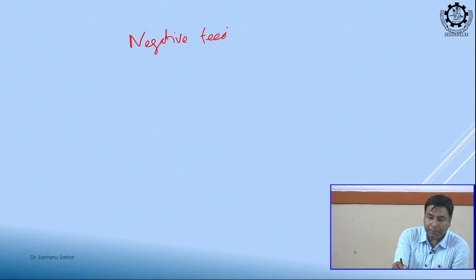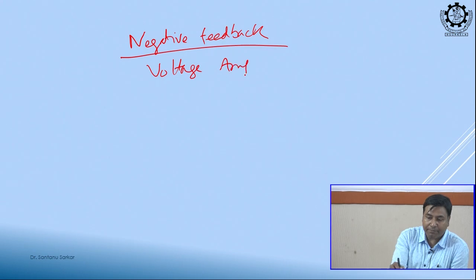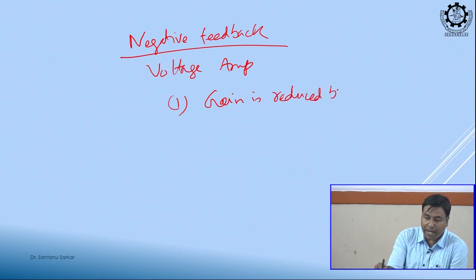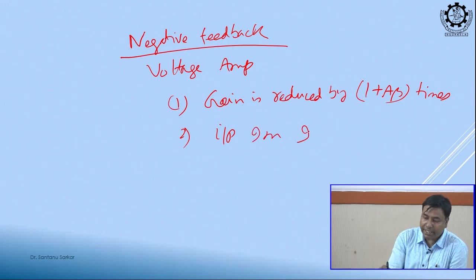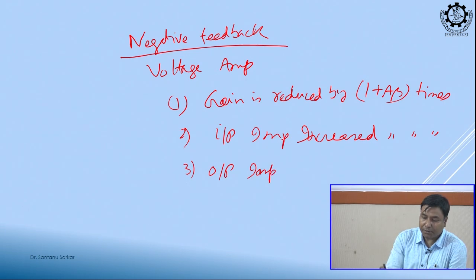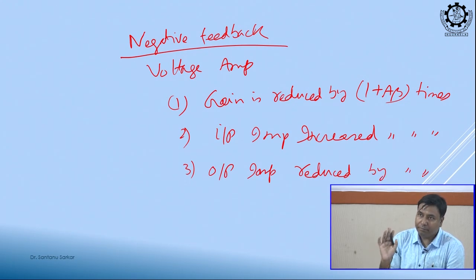So, what are the takeaways? The effect of negative feedback on a voltage amplifier: one, gain is reduced by 1 plus A beta times; two, input impedance is increased by the same factor; three, output impedance is reduced by the same factor. Three important points, right?